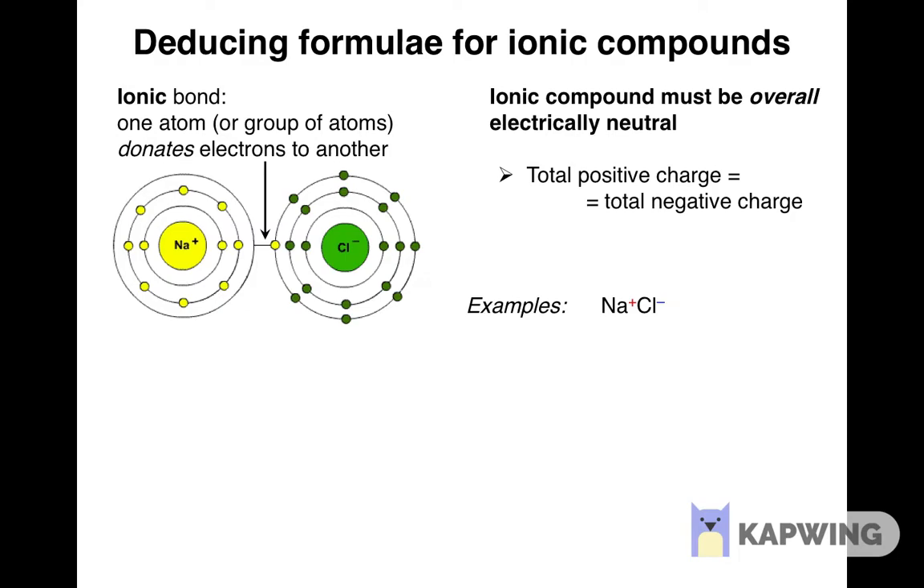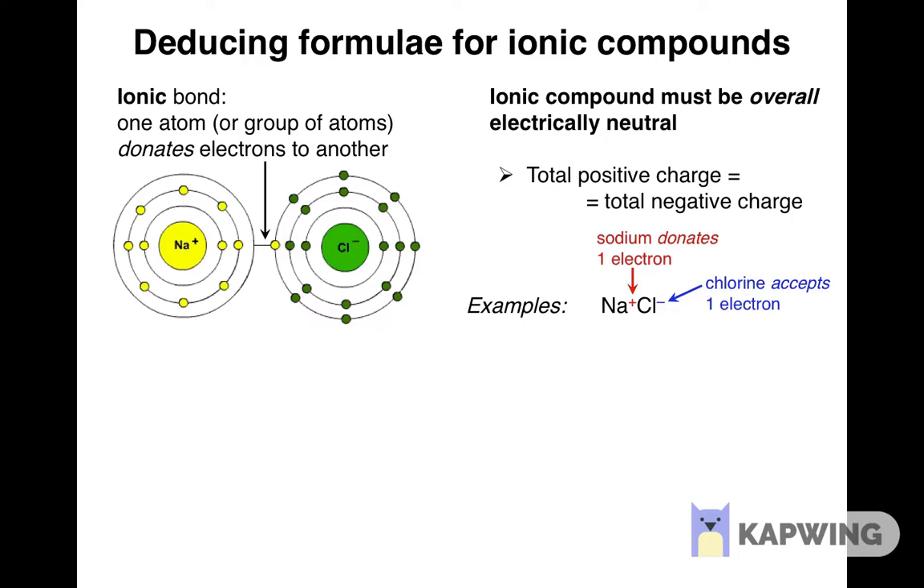Sodium is an alkali metal, and when it forms an ion, it always donates its only valence electron, so the charge of the resulting cation is always 1+. Chlorine is a halogen, and when it forms an ion, it always accepts one extra electron, so the charge of the resulting anion is always 1-.